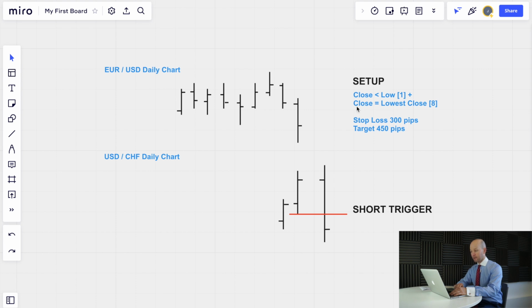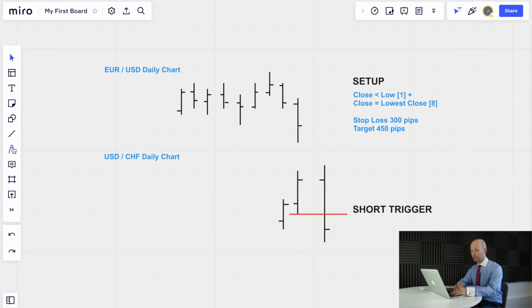The next part is the close is the lowest close over the last 8 bars. So we look at the closing price here, then we look back over the previous 8 bars and make sure that this close is the lowest close, and we can clearly see from the closes that it is the lowest close. So that's our setup.